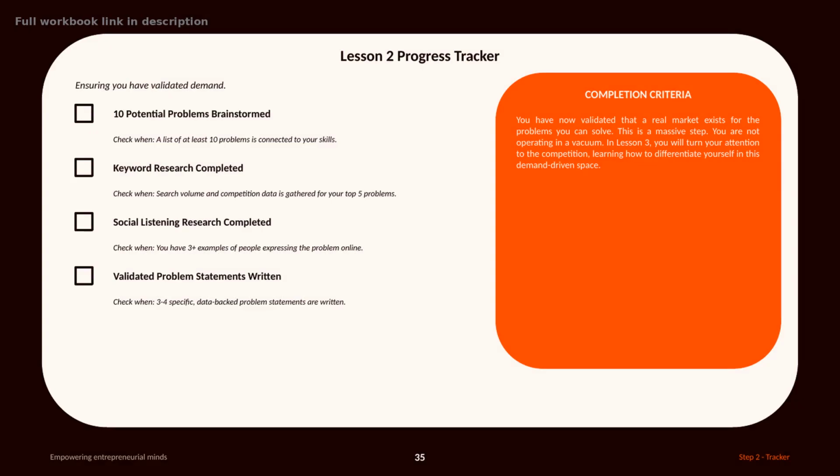Check "10 potential problems brainstormed" once you've got a list of 10 or more connected to your skills. Check "keyword research completed" once you've gathered search volume and competition data for your top 5 problems. Check "social listening research completed" once you have 3 or more real examples of people voicing the problem online. And check the final one, "validated problem statements written," once you've written 3 to 4 specific, data-backed statements. Once all 4 are checked, you've proven a real market exists for the problems you can solve. You're no longer operating on a hunch, and next you'll turn to the competition already fighting over this space.